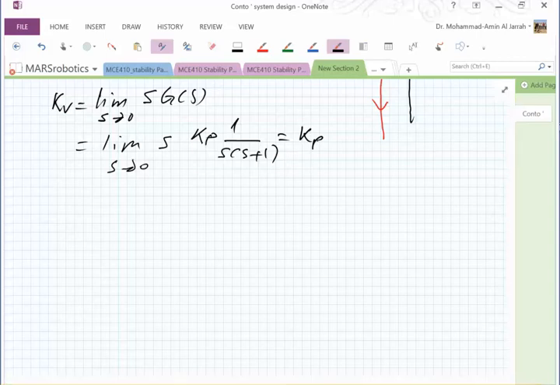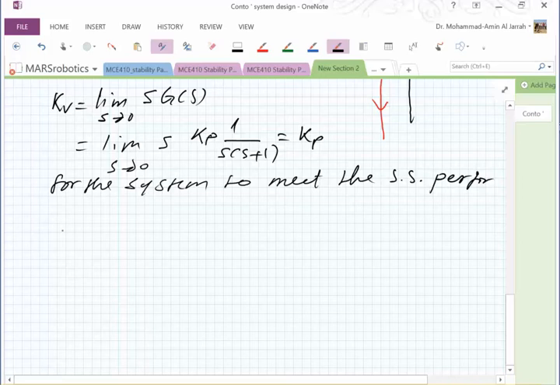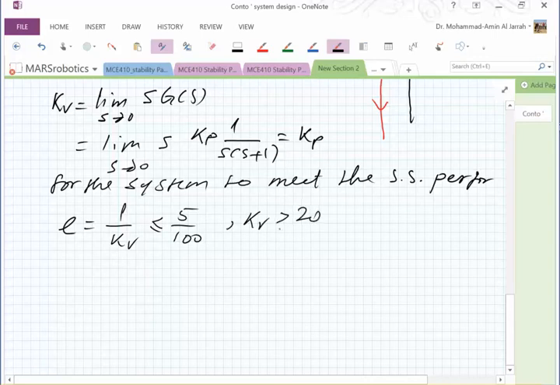Okay. This is Kp, not the position error constant. Yeah, the gain. So this is the gain. Now, for the system to meet the steady state performance, the error is equal to 1 over KV, which should be less than or equal to 5 over 100, right? So KV should be greater than or equal to 20. And therefore, since KV equals Kp, Kp should be greater than or equal to 20.